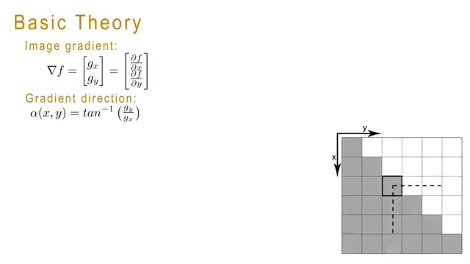Here is an example of using the gradient to determine edge strength and direction at a point. Each square in the figure represents 1 pixel.